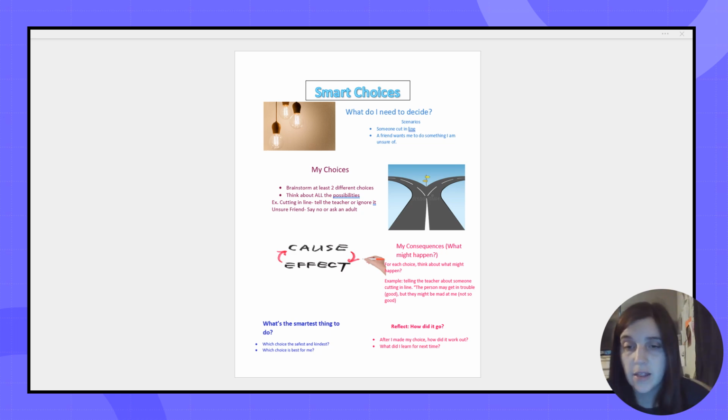For each choice, think about what might happen. So, for example, telling the teacher about someone cutting in line. The person may get in trouble, which is good, but they might be mad at me for telling, which isn't good. So, what's the smartest thing to do? Well, which choice is the safest and the kindest for myself? Which choice is best for me?